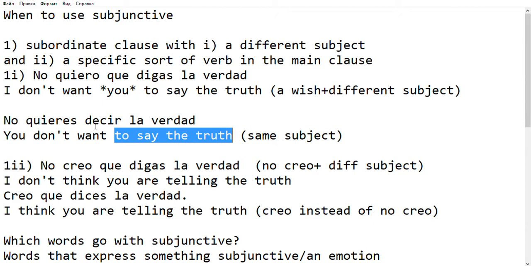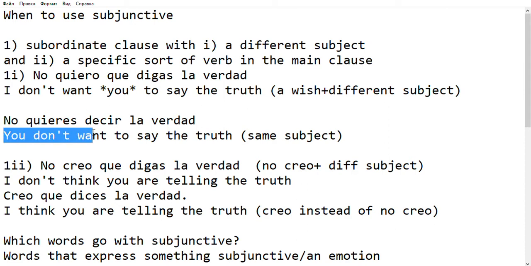So here, however, I have the same subject. You don't want, you want, you say the truth. So the subject is the same in both situations. In this second situation, in Spanish, I won't use the subjunctive. That's the main thing I want to get across here.